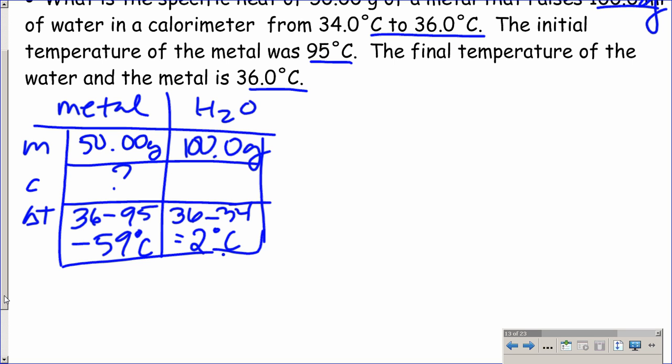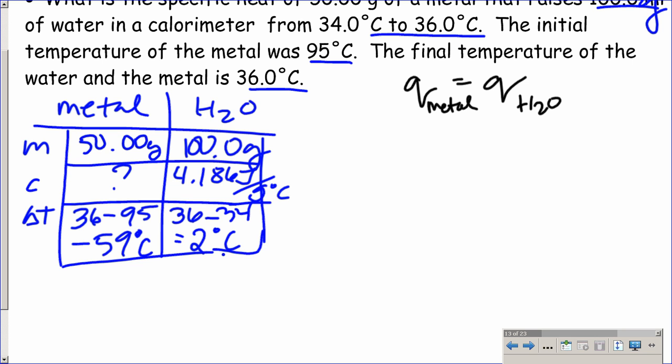Don't be scared. Okay, we're missing one more thing that we already know. What is it? 4.186 joules per gram degree C. Okay, so we're literally looking for C of the metal. To show your work for this, once you get the hang of it, you can minimize your work as much as you can. But for the first couple, you need to get the hang of it. So the rule is Q equals Q. Q of metal equals Q of water. Q of the metal is negative. Who's losing energy? Metal. So it gets the negative, the Q of the water is positive.